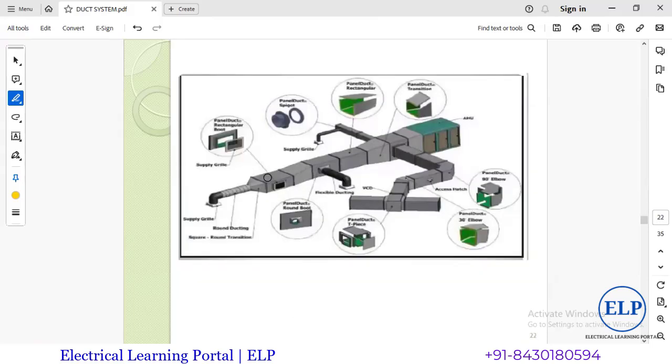Now this is one complete component of the ducting. This is the AHU. Suppose this is the main duct, this is the round ducting, this is the transition piece from rectangular to round, this is the grill, and here we have the VCD. So many things are given here. Anyhow, we will understand this step by step in our upcoming sessions.